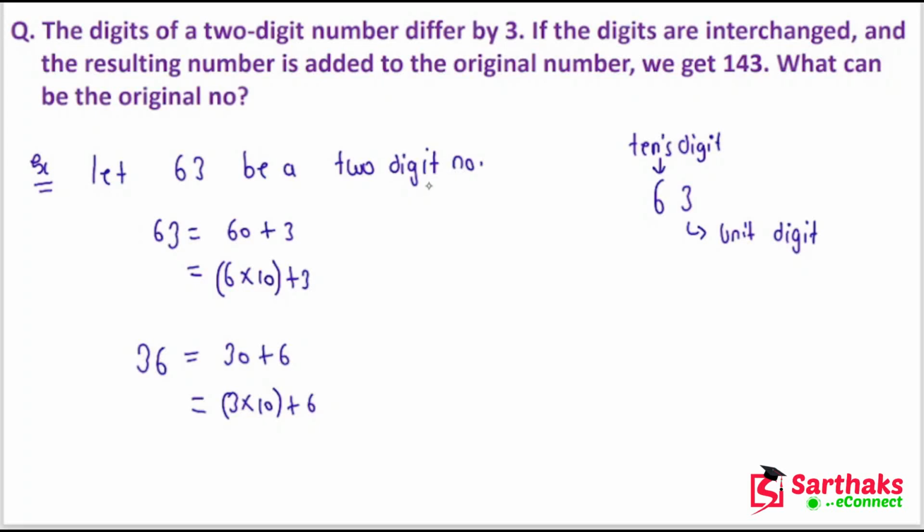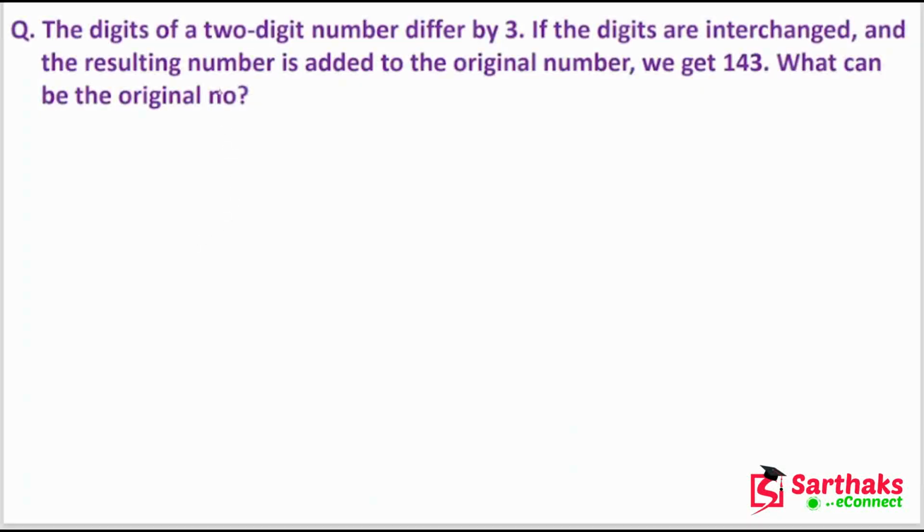So I hope this example illustrates what the question is all about and what these type of questions actually ask. What can be the original number? Now our original number was 63. 36 was not the original number. It was the number we got by reversing the digits. So now let us actually solve the question. The question was the digits of a 2-digit number differ by 3. So first let the unit digit be something.